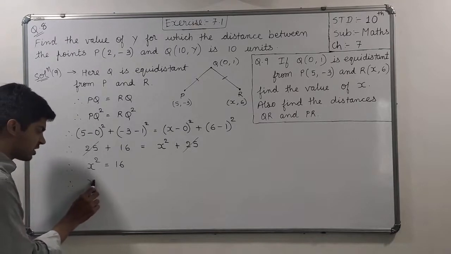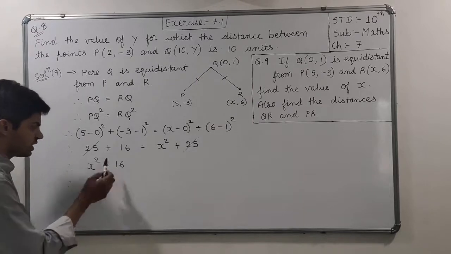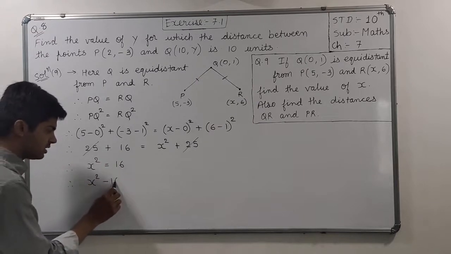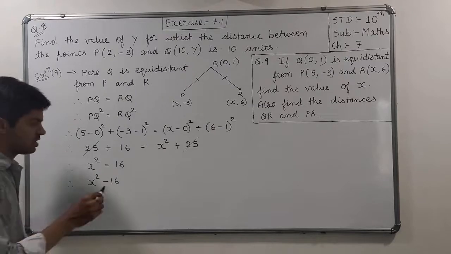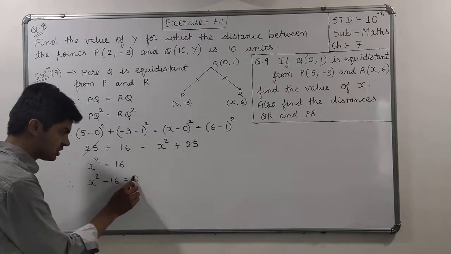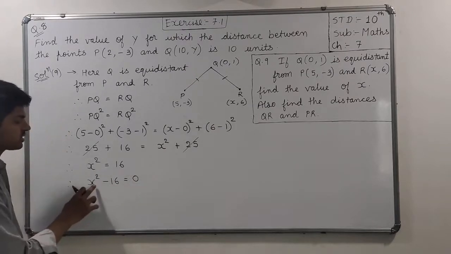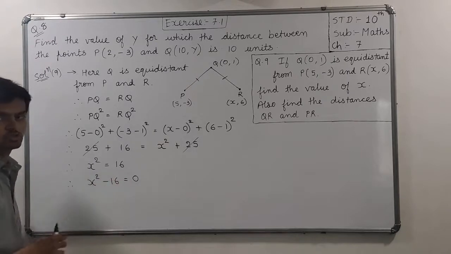What will be the quadratic equation? x square plus 16 will come to the left hand side and it will become minus. So minus 16 is equals to 0, right? x square minus 16 is equals to 0.